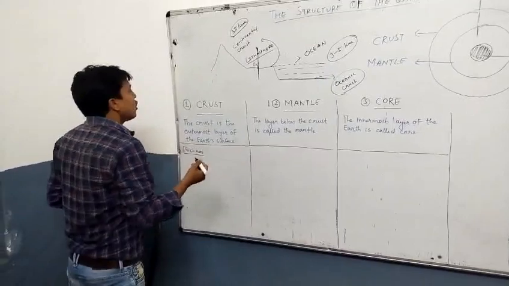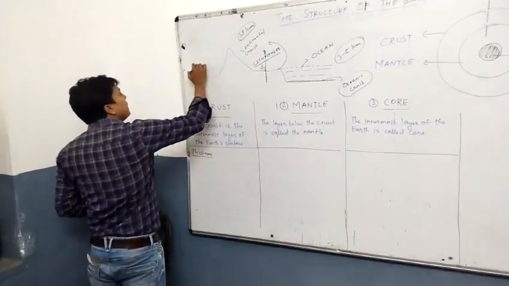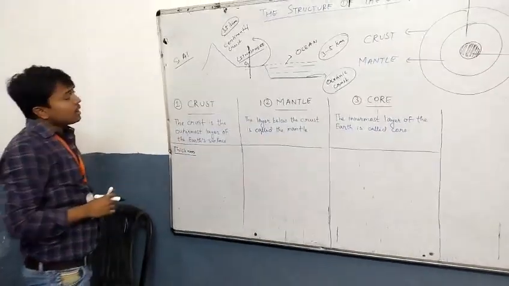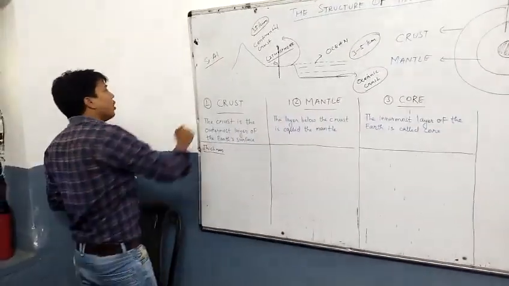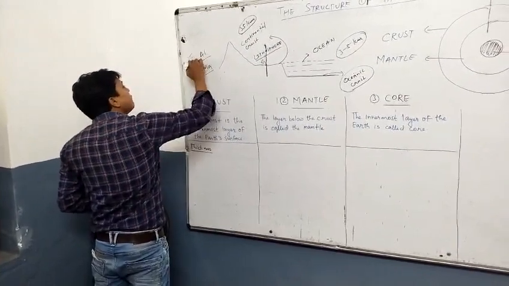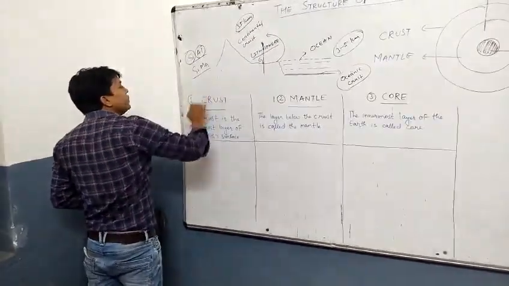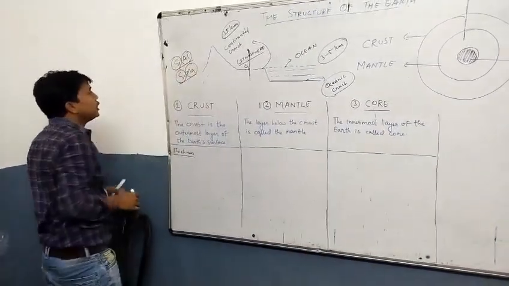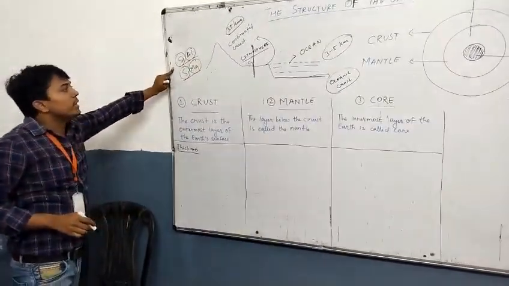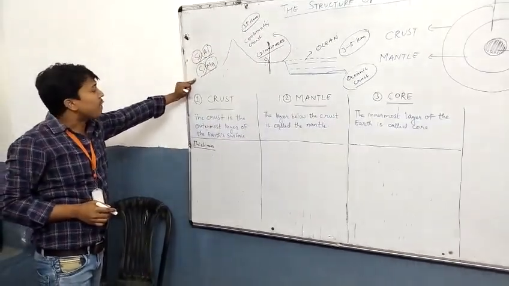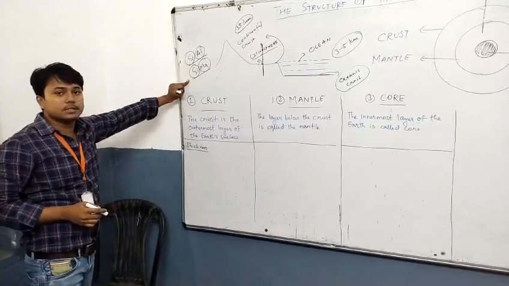Silicon aluminum is also called Sial, and the silicon magnesium is called SiMa. Si for silicon, Al for aluminum. Here Si is for silicon and Ma for magnesium. So Sial is found in continental crust and SiMa is found in oceanic crust.